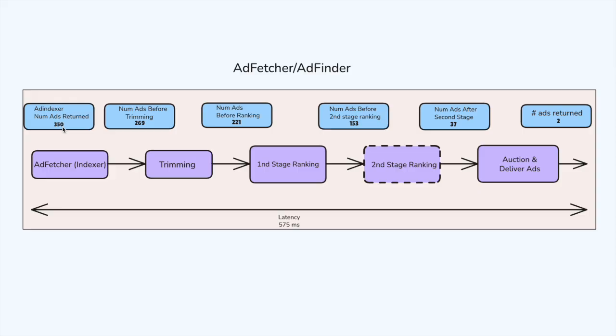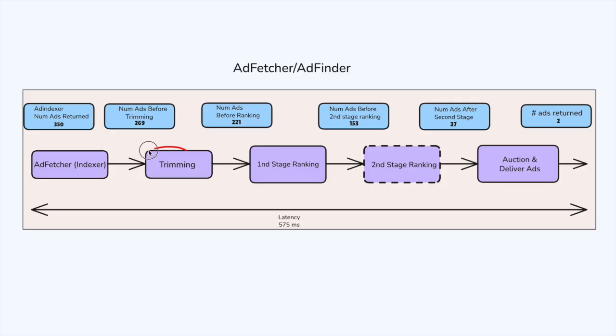The first stage is candidate retrieval. This is handled by a component called Ad Indexer Fetcher. Here, the system retrieves around 350 ads using simple techniques like keyword matching, user targeting, and basic relevance signals. This stage is optimized for recall, not precision. The goal is to make sure we do not miss any potentially relevant ads.